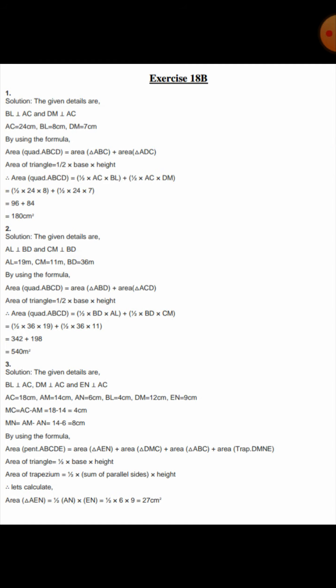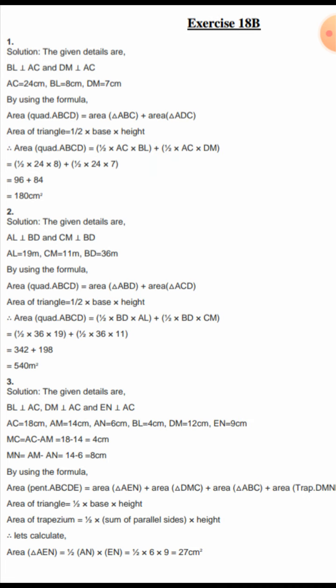Here we will apply: it is divided into two triangles. So the area of ABCD is the area of triangle ABC plus the area of triangle ADC. The area of a triangle is half into base into height. Therefore the area of quadrilateral will be half into AC into BL plus half into AC into DM. We are given AC and BL, so half into 24 into 8 plus half into 24 into 7. By solving, it will be 96 plus 84. So the answer will be 180 centimeter square.